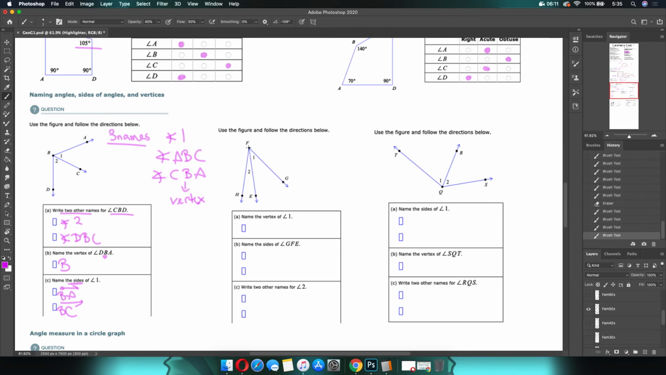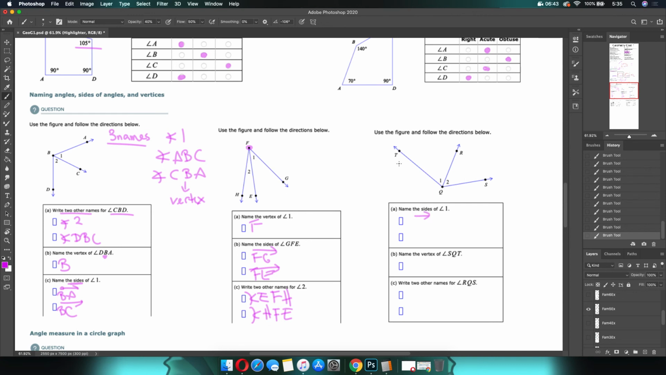Vertex of angle 1, what's the pointy part? It's going to be F. Name the sides, so this is our ray stuff. GFE, so our first one is FG, and then FE. And what are the other names for angle 2? We have angle 2, EFH, and then if I trace around the other way, it will be HFE.